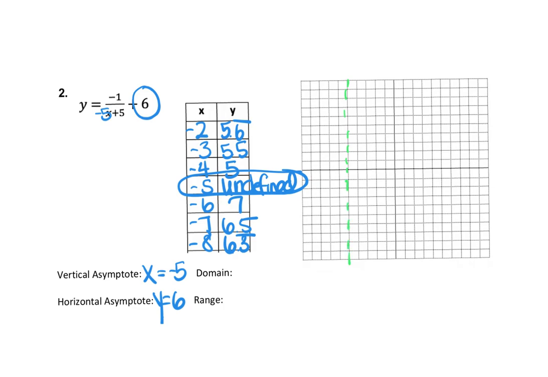And then our horizontal asymptote is shifting up 6. So we're going up 1, 2, 3, 4, 5, 6. All right, so we'd have this asymptote right here. Remember, those asymptotes are the boundaries.